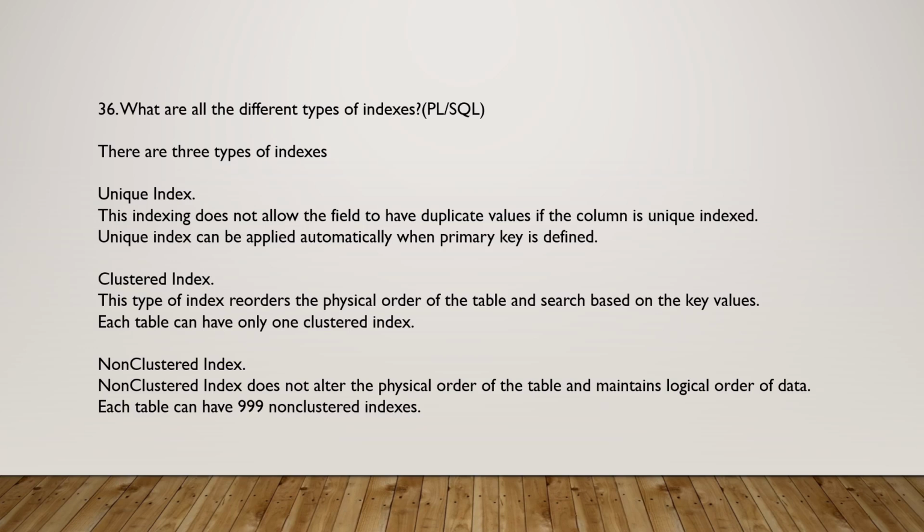Clustered index: this type of index reorders the physical order of the table and searches based on the key values. Each table can have only one clustered index. Non-clustered index: a non-clustered index does not alter the physical order of a table and maintains the logical order of the table. Each table can have 999 non-clustered indexes.